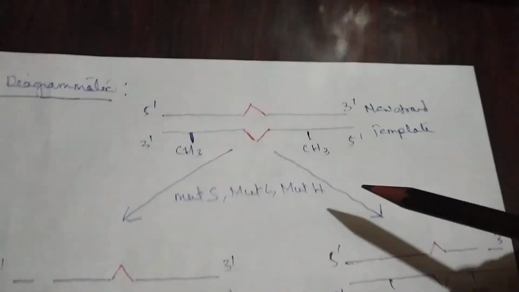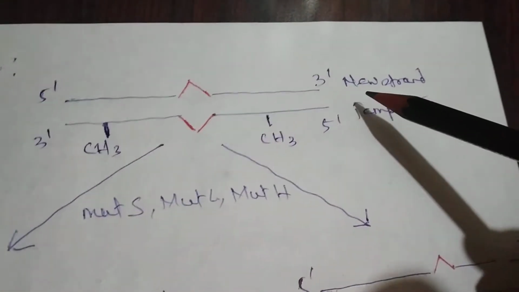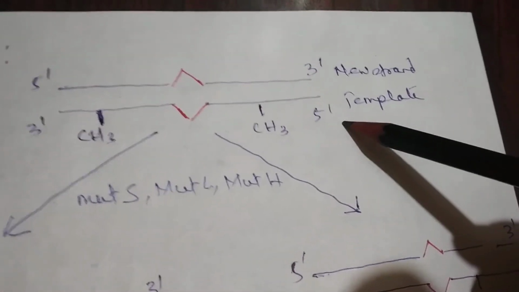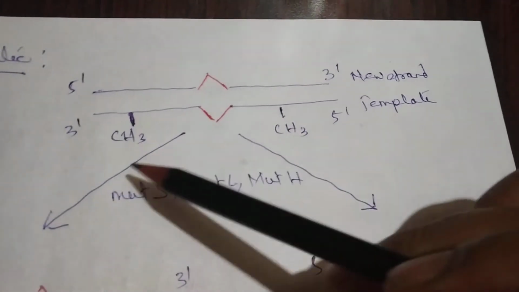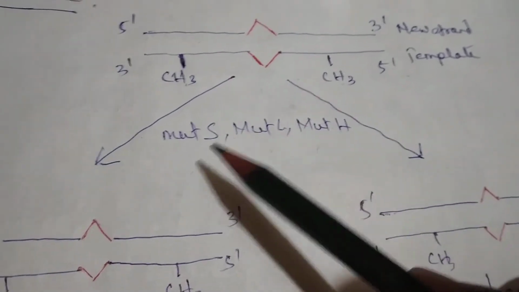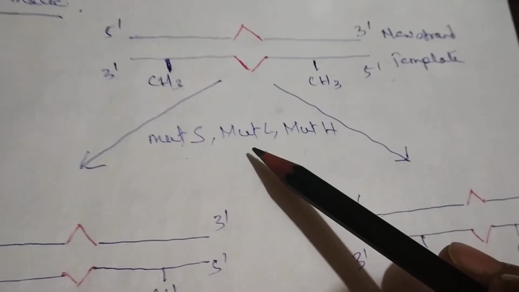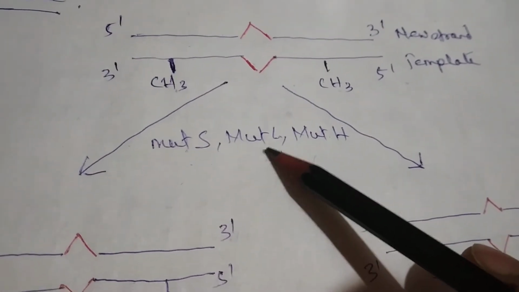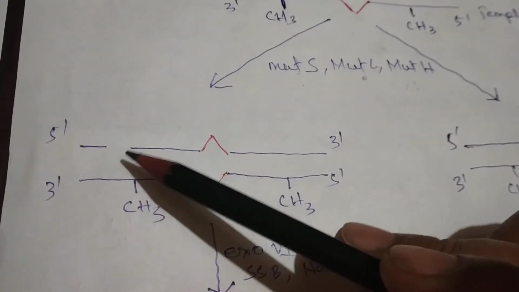Now I'll try to explain this in the diagram. Here you see the 5' to 3' end, this is the new strand. This is the template strand, 3' to 5'. The template strand is methylated. Now these three proteins begin their action. MutS will bind to this, then MutS will initiate MutL, and MutL will then activate MutH, and this will bind here and cause a cleavage here.